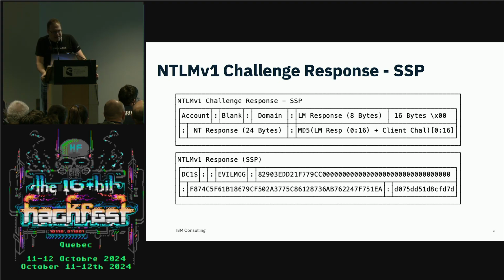If you have LanMan compatibility level set to 2 or lower, you get the lovely thing known as NTLM version 1. The response breakdown looks like this: you get the account, a blank, a domain name, and a LanMan response, which in this case is truncated down to 16 bytes because of this lovely thing called SSP, which I'll go into a little bit later. You have an NT response, and then you have the client challenge.